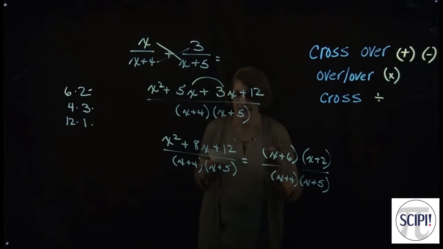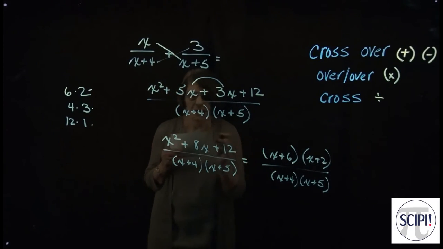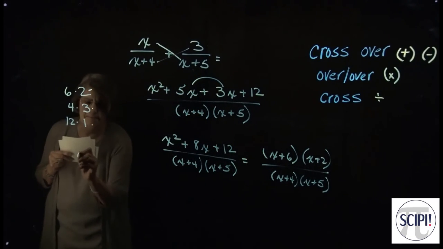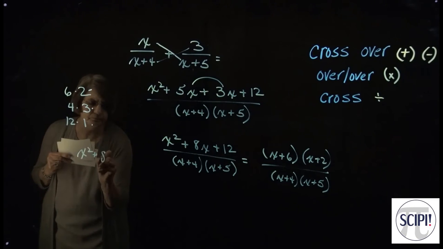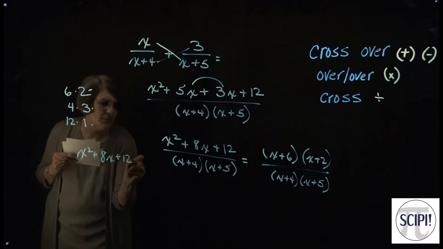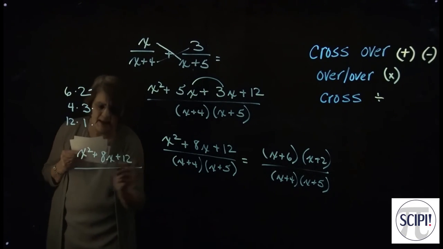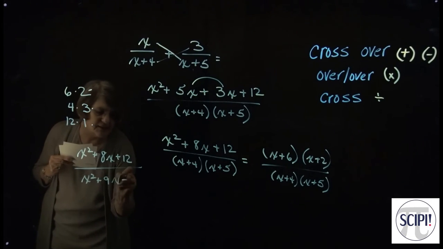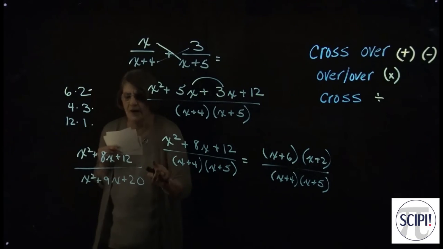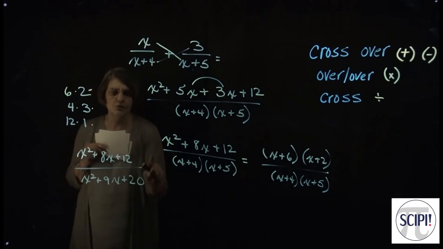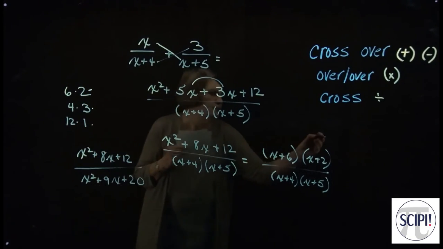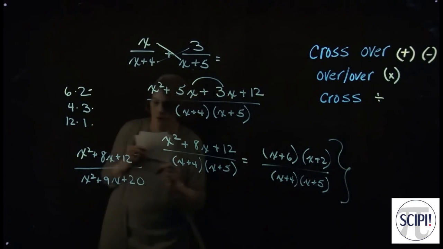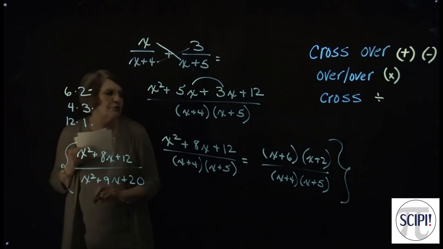Now, sometimes your book will want this answer with this multiplied out, which would be x squared plus 9x plus 20. And what you'll have to do is check with your teacher or your textbook to see, do they want this answer or do they want this answer?